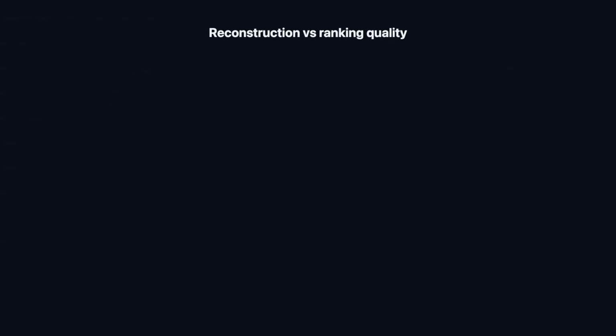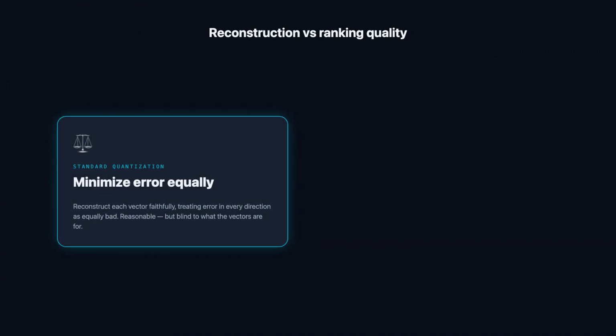Start with the thing ScaNN questions. When you compress a vector to save memory, what exactly should you try to preserve? Standard quantization tries to reconstruct each vector as faithfully as possible, minimizing the raw error evenly in every direction. It treats a small mistake pointing one way as just as bad as the same mistake pointing another way. That sounds perfectly reasonable, but it quietly ignores what these vectors are actually used for, which is comparing them to a query and sorting the results.